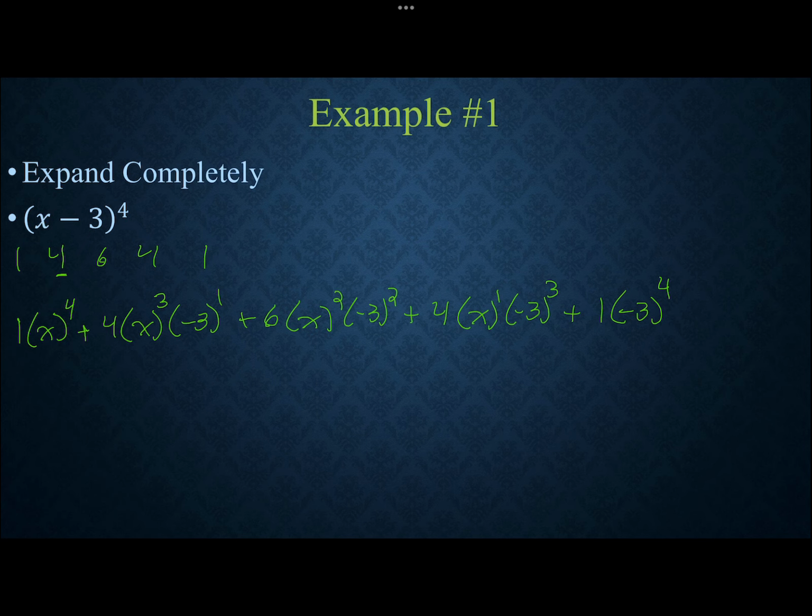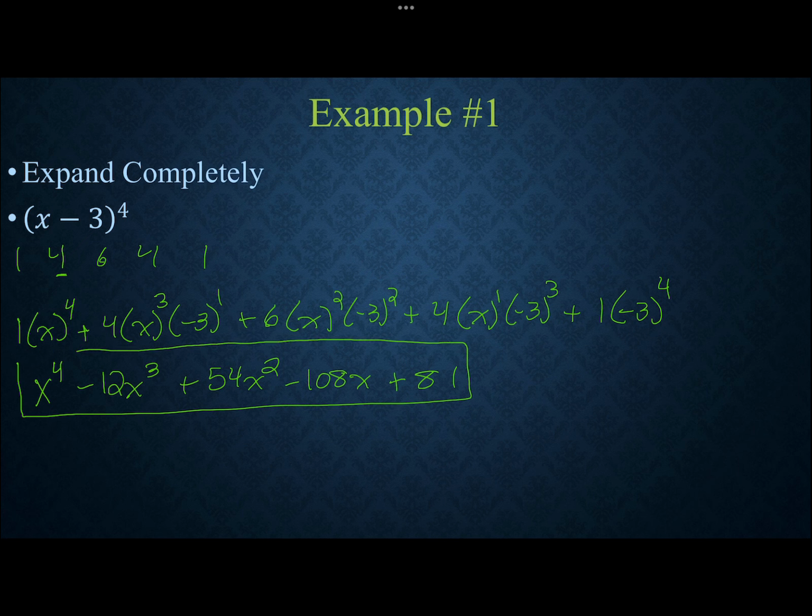So we evaluate each of those things. So this would just be x to the 4th. Negative 3 to the first is just negative 3 times the 4 is a negative 12. So it's negative 12x cubed. Negative 3 squared is 9 times 6 is going to be 54x squared. Negative 3 cubed is negative 27 times 4 is a negative 108. And then negative 3 to the 4th power is a positive 81. So this would be the fully expanded out version of x minus 3 to the 4th power, without having to resort to the use of foiling and most likely messing up somewhere along the way with the multiplication and combining like terms.